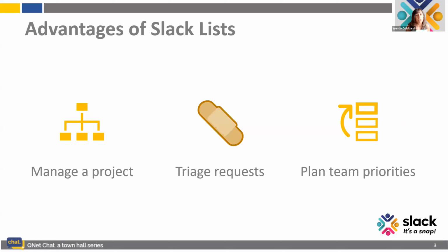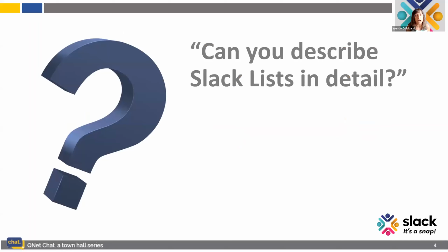So our first viewer question is, can you describe Slack lists in detail? Of course, Wendy. So Slack lists are made up of components. These components are the building blocks of lists. And we will show in a demonstration shortly how you can use these components to build your lists. The first and most important one is items. These are going to be your tasks. They have multiple different fields and you can comment on them. Items are going to be the most common component that you work with in lists.